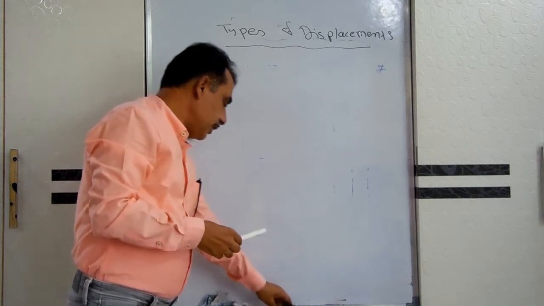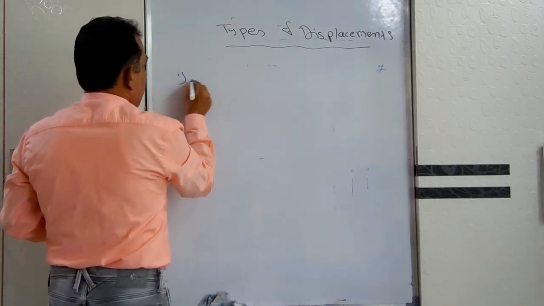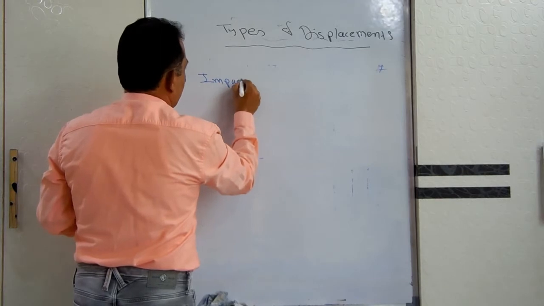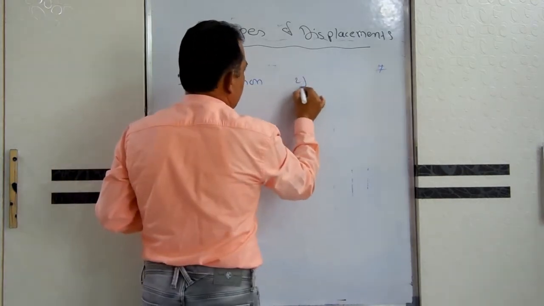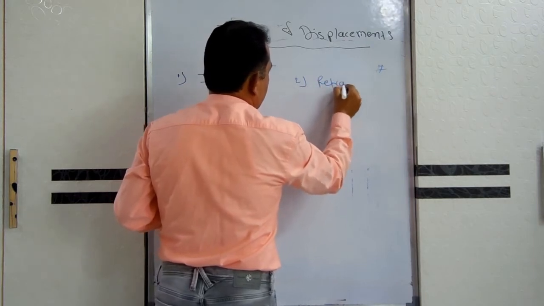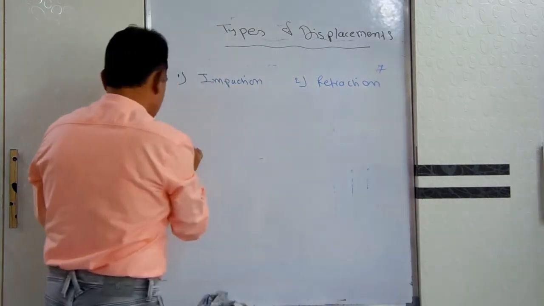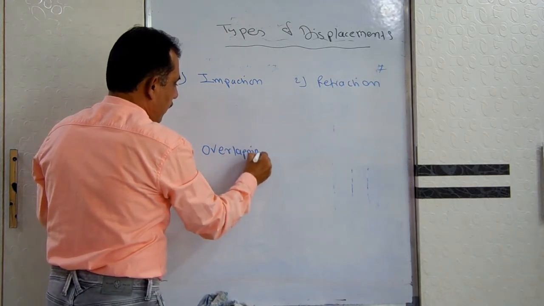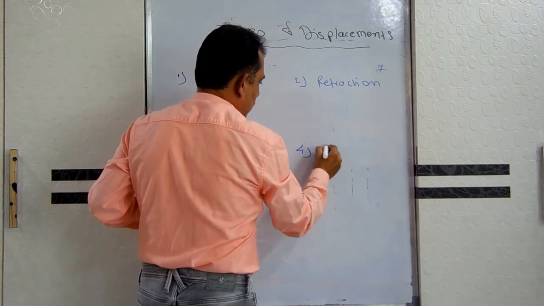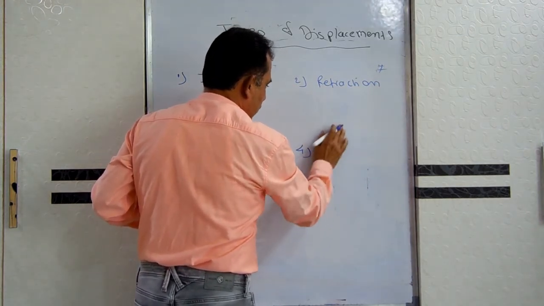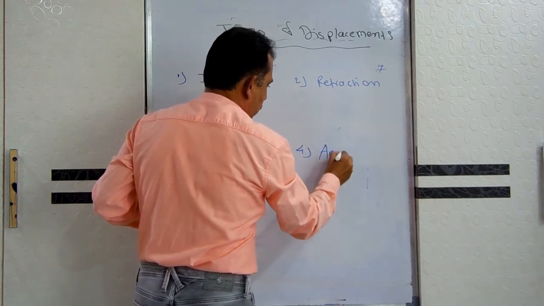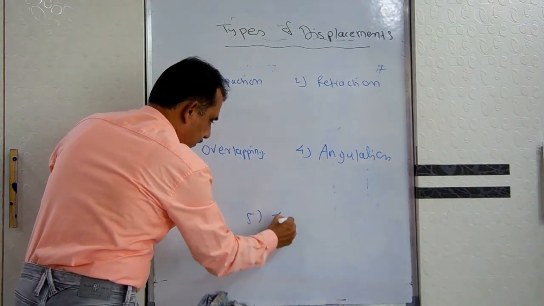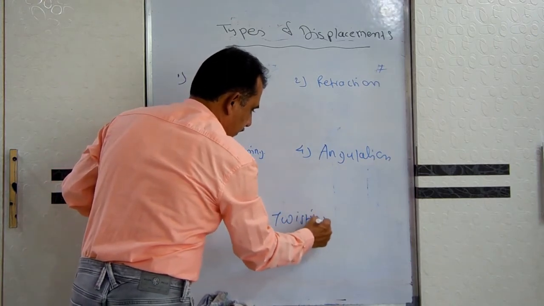The displacement may be, number one, impaction, second, retraction, angulation, and the fifth one is twist, or twisting.